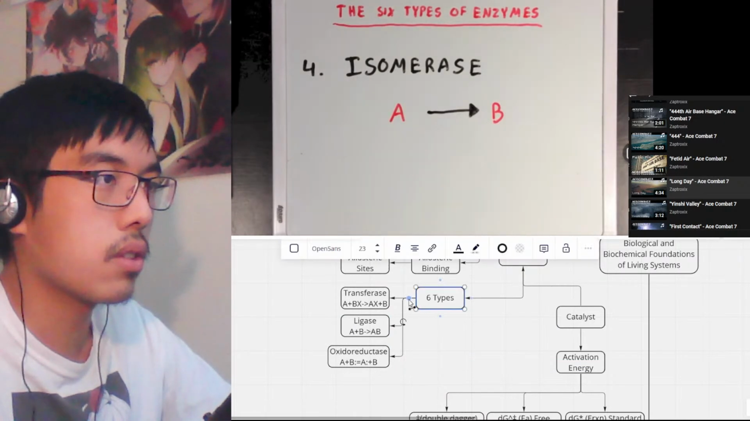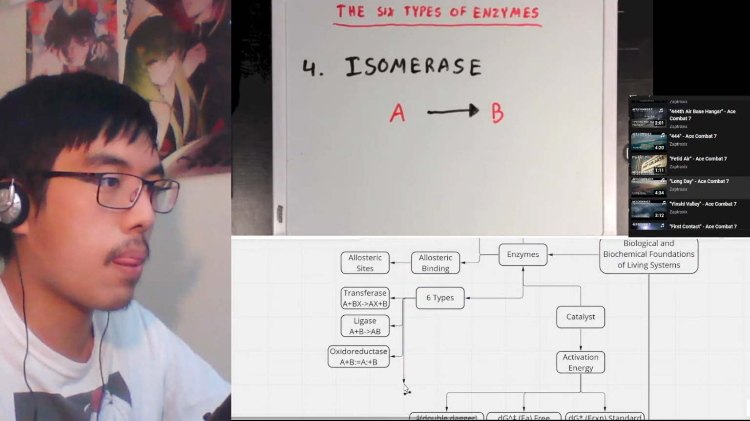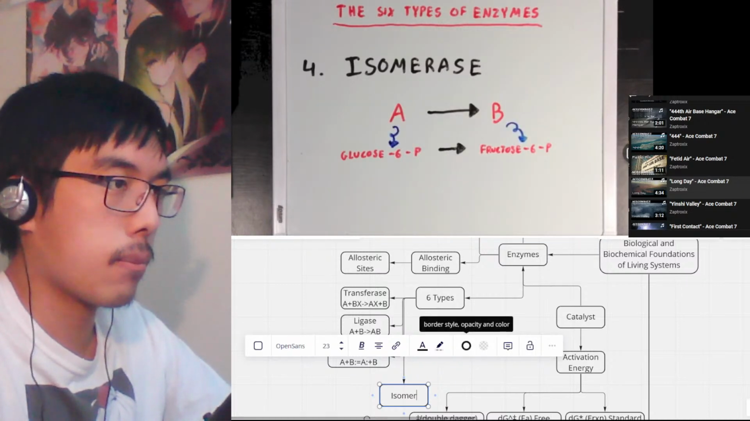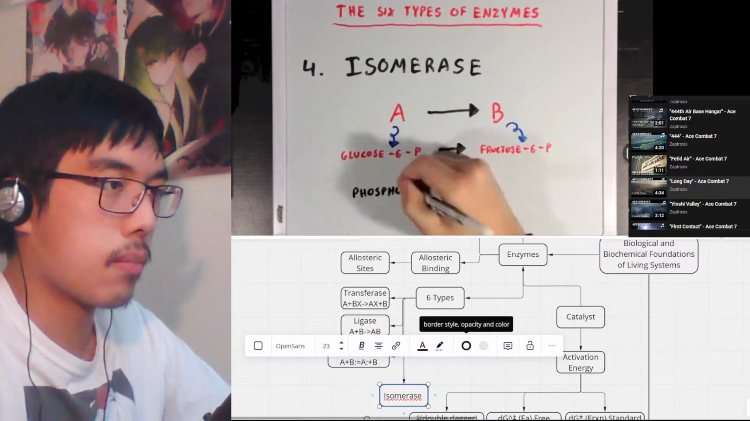Isomerases are typically involved in reactions where a molecule like molecule A is being converted to one of its isomers. And an example of this type of reaction is the conversion of glucose 6-phosphate to fructose 6-phosphate, which is one of the steps of glycolysis that you may remember. Now, this reaction is catalyzed by an enzyme called phosphoglucose isomerase.